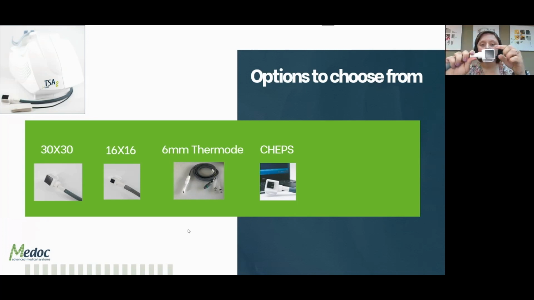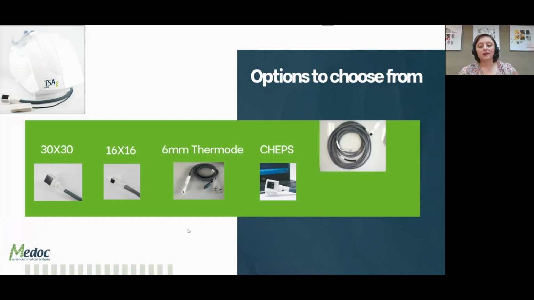You can see here it's the same stimulation area that I showed you for Qsens and the TSA2 Air. Okay, so this is the 30 by 30, and this is the 16 by 16, which is actually half the size of the 30 by 30 thermode. And we have the 6 millimeters thermode and CHEPS, which we will discuss each one of them separately, of course.